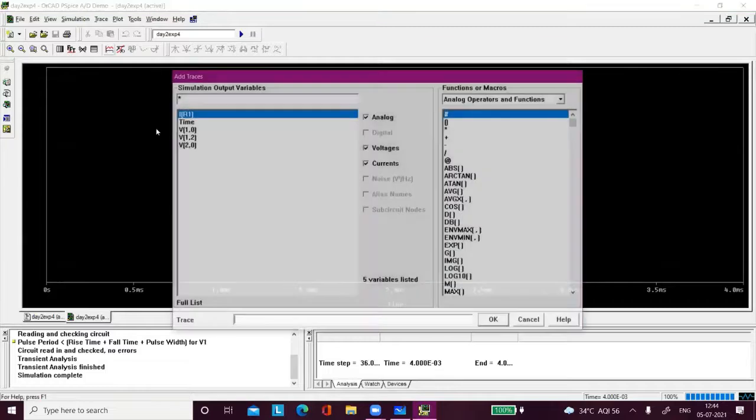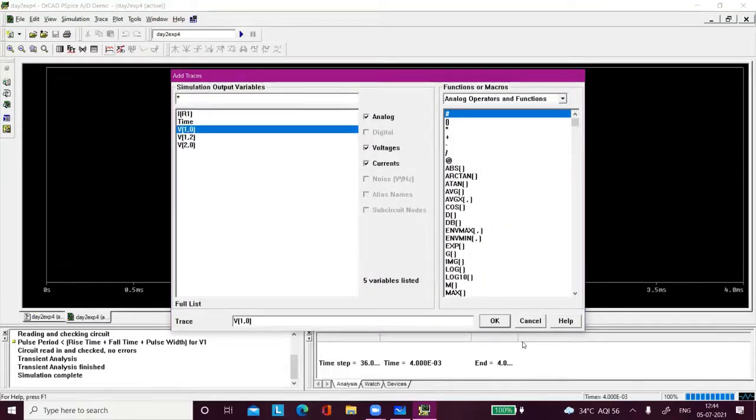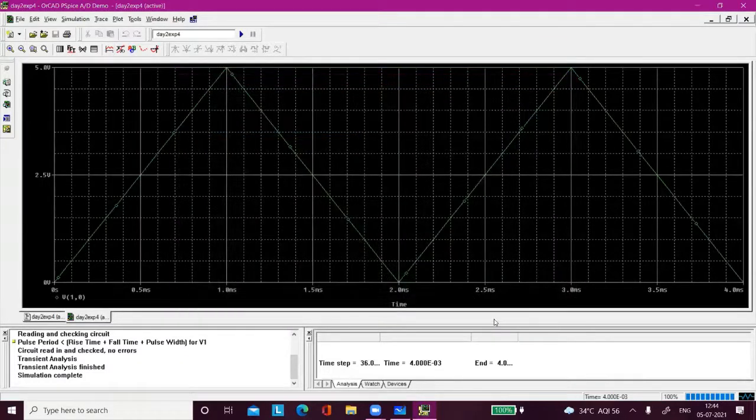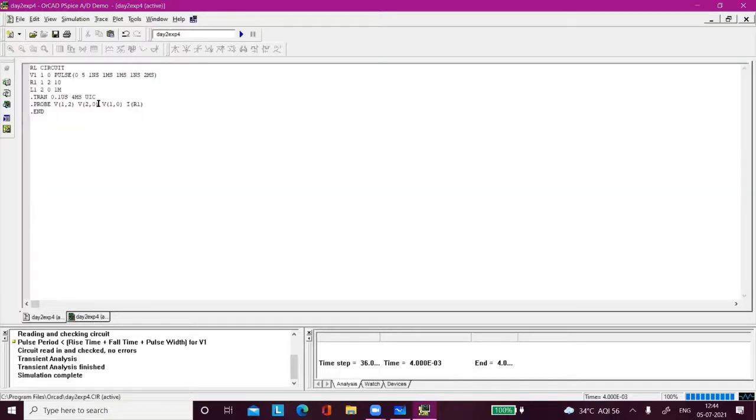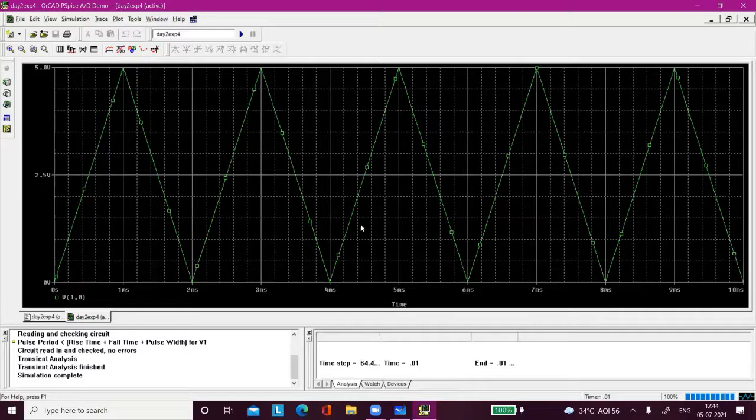What is the applied voltage? Applied voltage is V10. This is the applied voltage. Rise time is 1 millisecond, fall time is 1 millisecond, pulse width 1 nanosecond, and the period is 2 seconds. So if you change the final time to 10 milliseconds, that means we will get the fourth period. Sorry, 5 periods. Sorry.